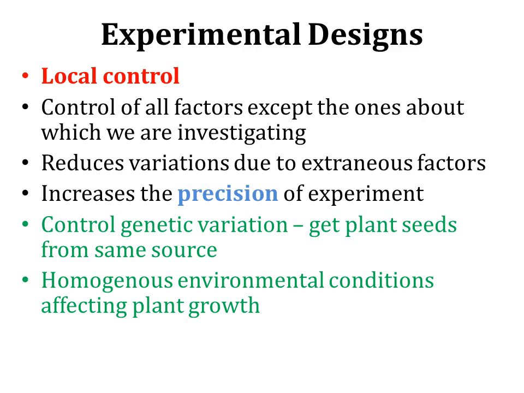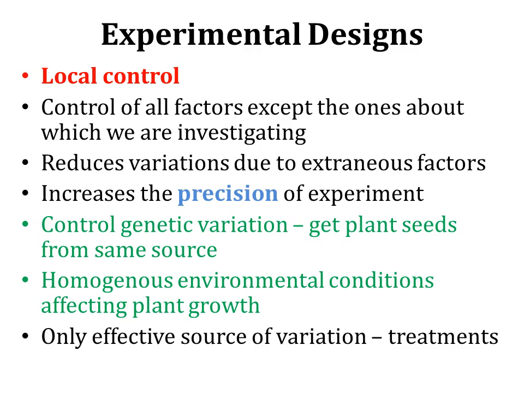So the purpose of local control is to reduce the experimental error to the maximum extent. And this is done to make sure that the only effective source of variation are the treatments. There are going to be sources of variation due to the extraneous factors, but those sources of variation are minimized so that they are not that effective, so that we are left with only one effective source of variation, which is our treatments. This is the basic purpose of local control.